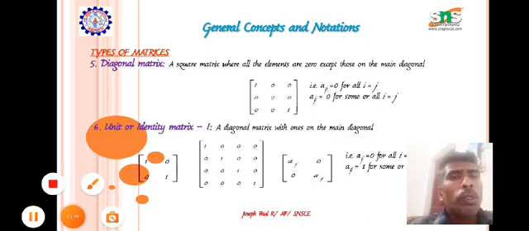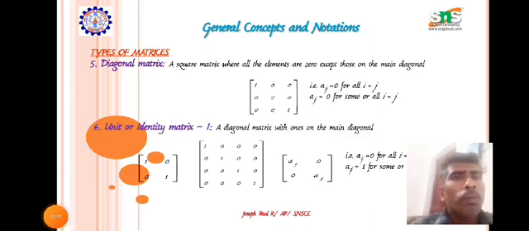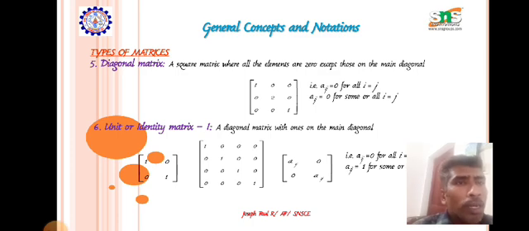Next we come across the diagonal matrix. Except for the main diagonal elements, the remaining elements are 0. A diagonal matrix must always be a square matrix. Here we have 1, 0, 0, 0, 2, 0, 0, 0, 1.